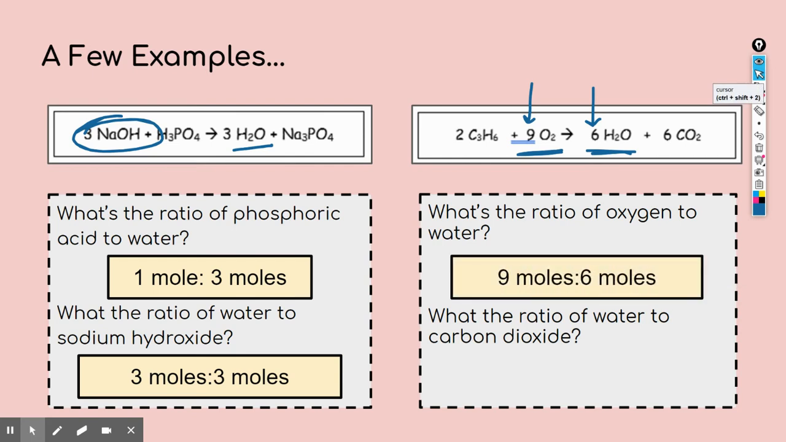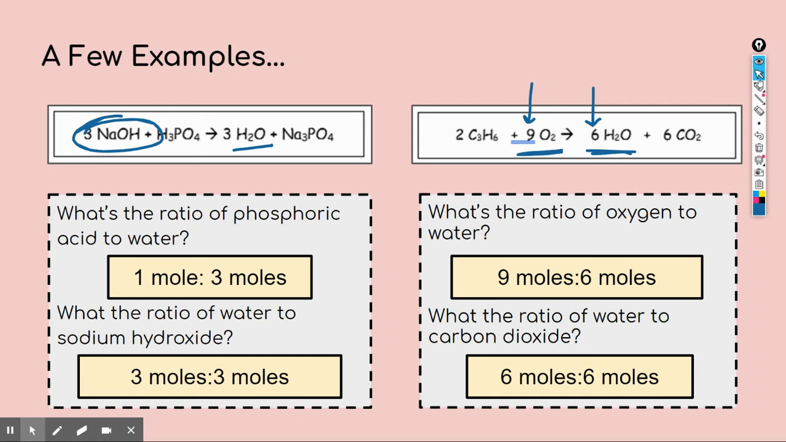And in this last one, what is the ratio of water to carbon dioxide? That would be 6 to 6. And we know that because water to carbon dioxide, we have water right here, carbon dioxide right here. They both have a 6 in the front, so it is a 6 to 6 mole ratio.